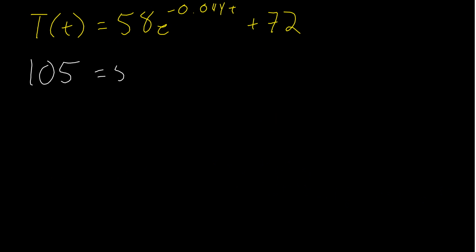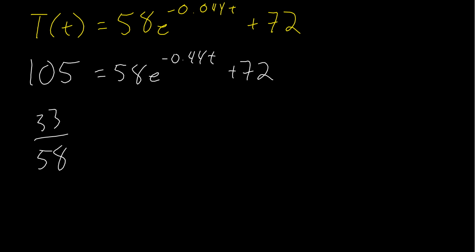105 is equal to 58 e to the negative 0.44 little t plus 72. All right, so let's begin. So 105 minus 72, I'll try and do some quick math, is 33, and then divided by 58, and that's equal to e to the negative 0.44 t.